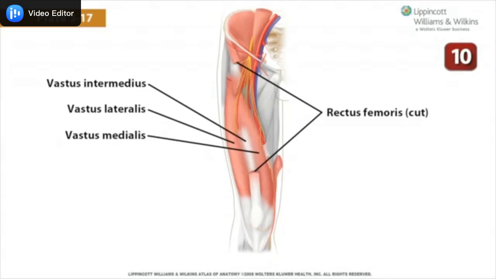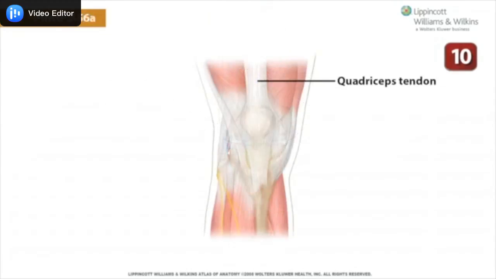Interestingly, parts of the vastus medialis and vastus lateralis originate on the linea aspera on the posterior side of the shaft and wrap around the lateral and medial sides of the femur. The quadriceps tendon is the common insertion tendon of all four quadriceps muscles. It is attached to the superior margin of the patella, the largest sesamoid bone in the body.